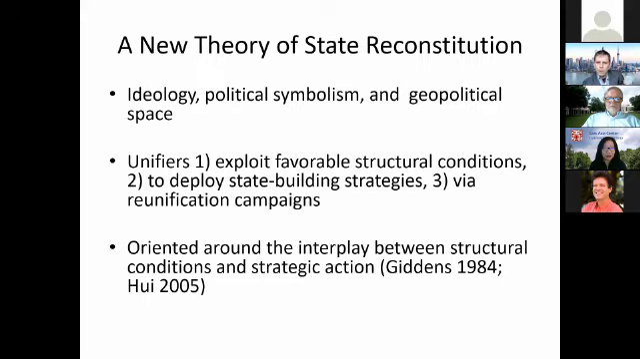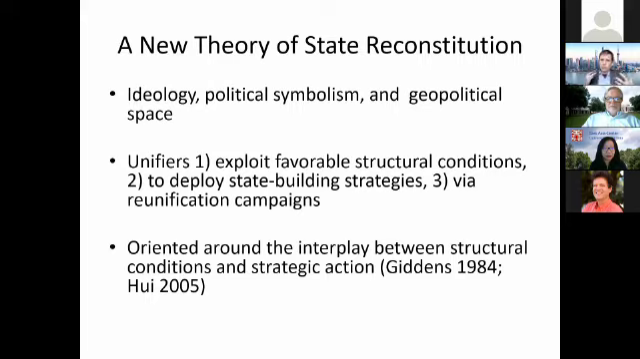You have individuals who are intentionally trying to rebuild the state, and they attempt to do so by, one, exploiting favorable structural conditions that I will delineate in just a moment, to deploy specific state building strategies with the intentional goal of reunifying their country. And they do so through a new concept that I've created called the reunification campaign, which we could call a political military campaign whose goal is explicitly the reunification of a country's political structures.